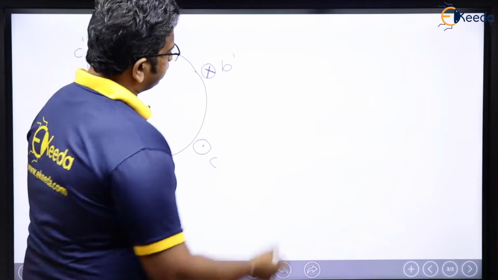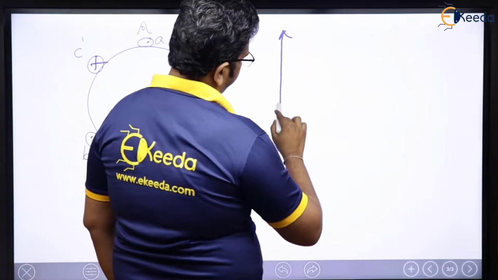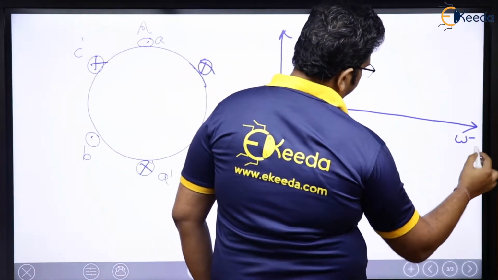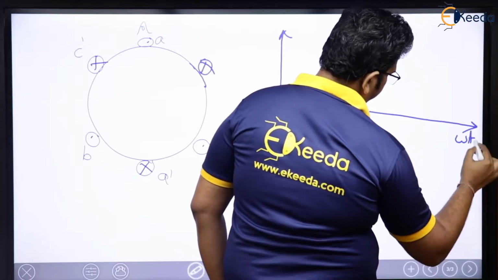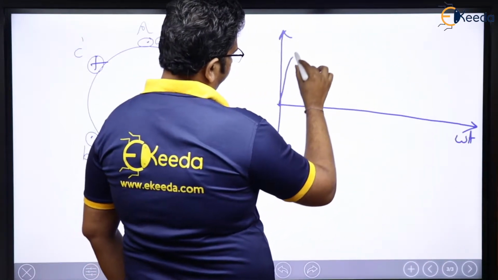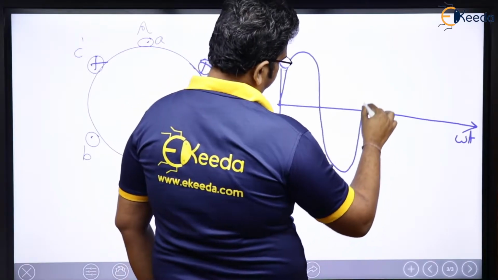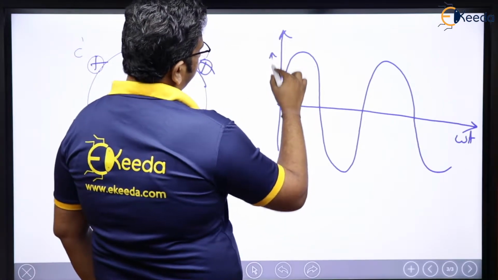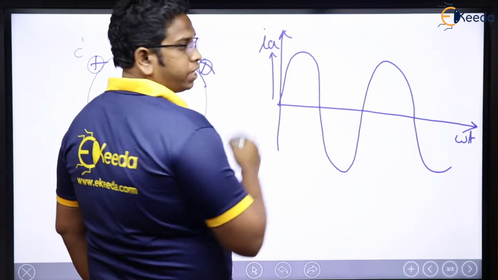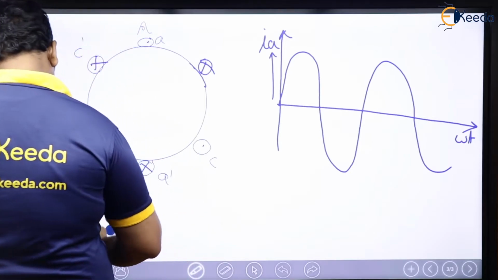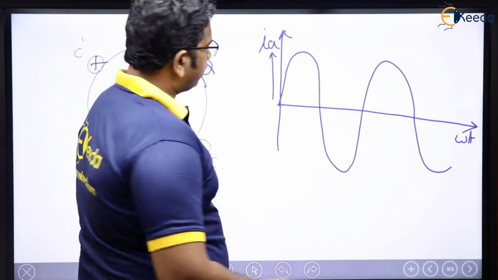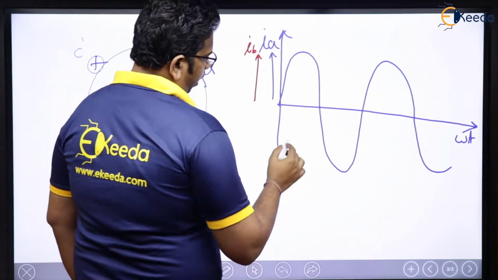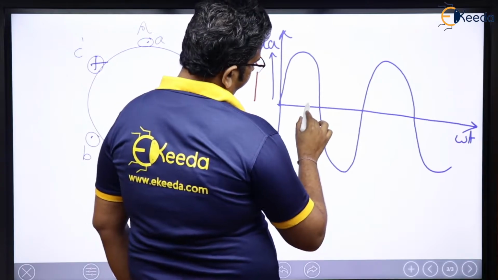How much time does it take? See. Three phases. Let this be A phase, IA current. Let me have IB current now. IB will be 120 degrees apart, so it will start from here somewhere.